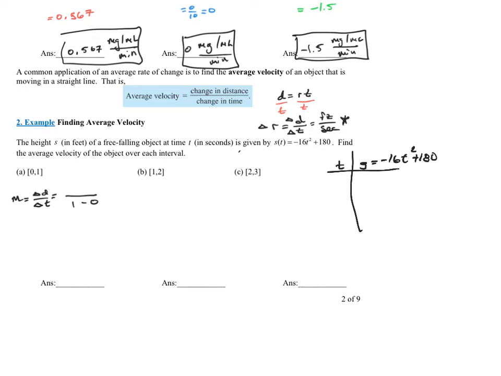The values that we need to plug in are every value that you see here: a 0, a 1, a 2, and a 3. So that's what I see for all of the problems. Again, what I'm doing now is on my calculator, I'm hitting table. I'm clearing out anything that's there. I'm going to type in negative 16 t squared, which is really an x, but that's okay, plus 180. I hit enter.